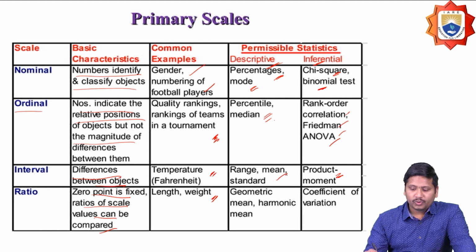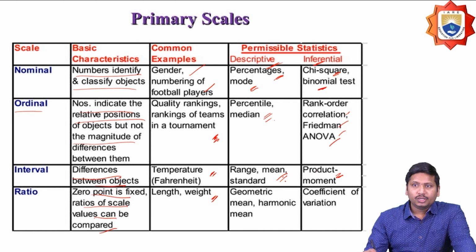And for the descriptive, we're able to apply measures like range, median, and standard deviation. So these are the things we're able to perform on the interval scale. And product moment should be the inferential statistic of the interval scale.